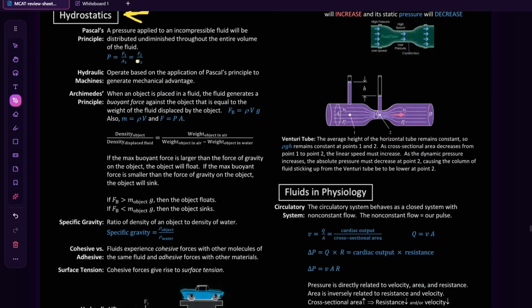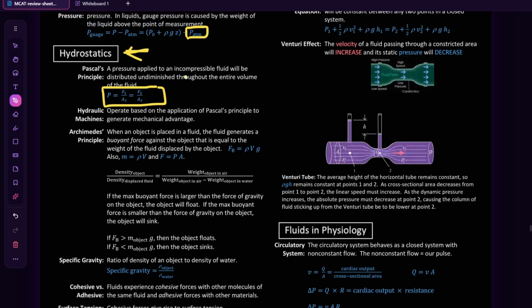And then hydrostatics. We're moving into a branch called hydrostatics, which is literally still fluids. So fluids that aren't really moving. This is all about fluids that aren't flowing anywhere. They're just sitting there and the forces that they create. So for Pascal's principle, if you apply pressure to an incompressible fluid, meaning that the fluid can't be squeezed smaller, like water, that pressure spreads out undiminished through the entire fluid. So every part of it feels the same pressure equally.